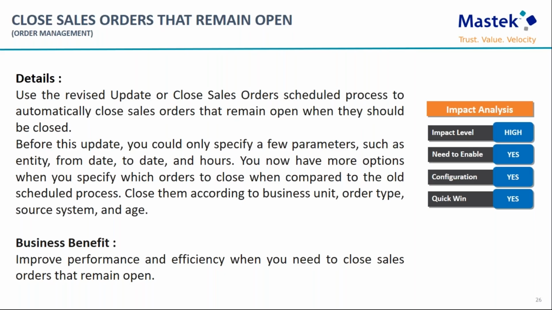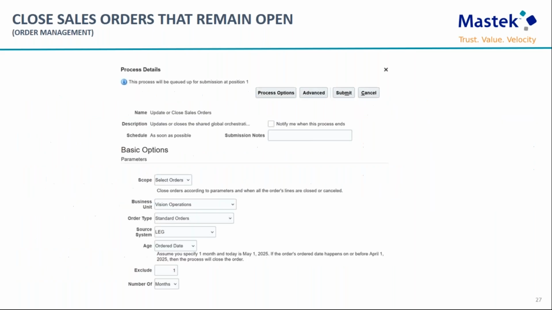We can close them according to business units, order type, source system, and age. The business benefit it provides is that it improves the performance and efficiency when we need to close sales orders that remain open. We are now provided with more parameters as compared to the previous update. For example, we can set the scope to select orders, then the new schedule process will close orders according to the parameters that we set, and when all the order lines are closed or cancelled. This is shown here in the snapshot.